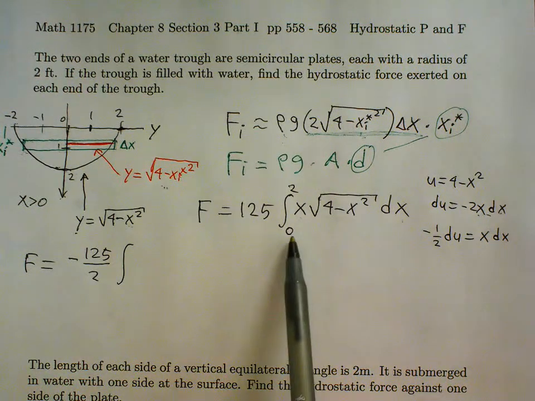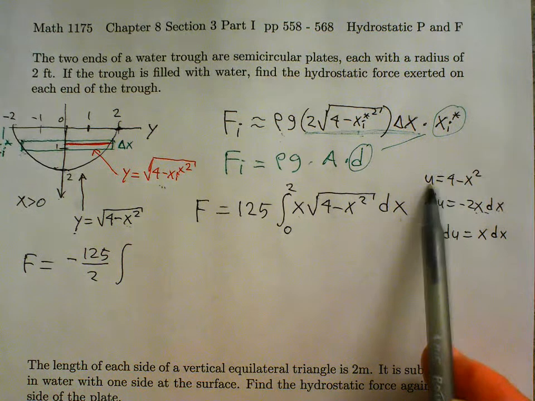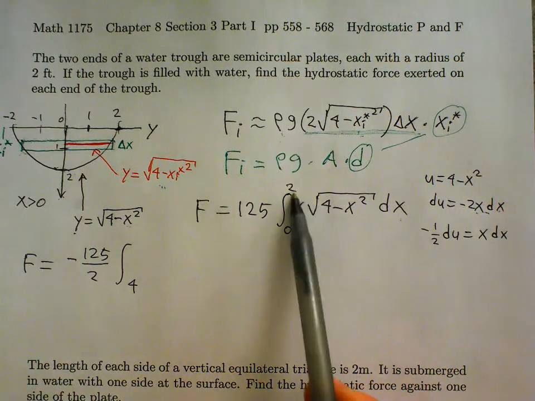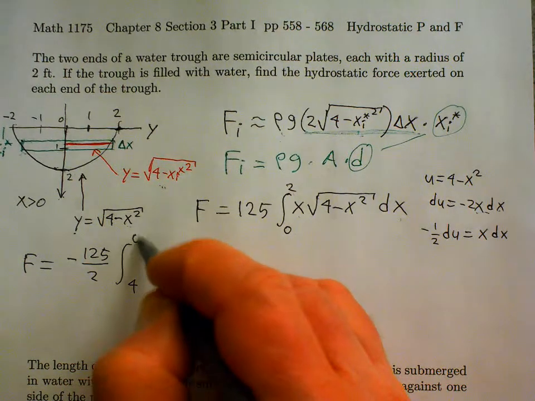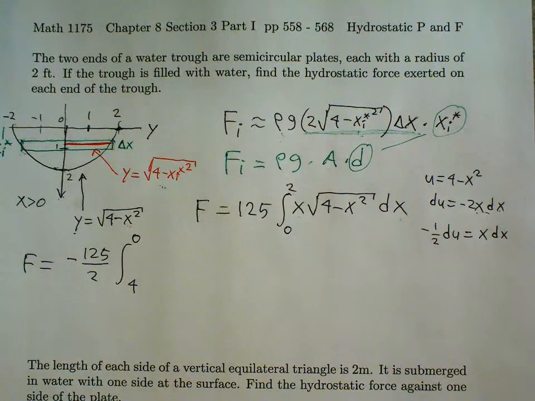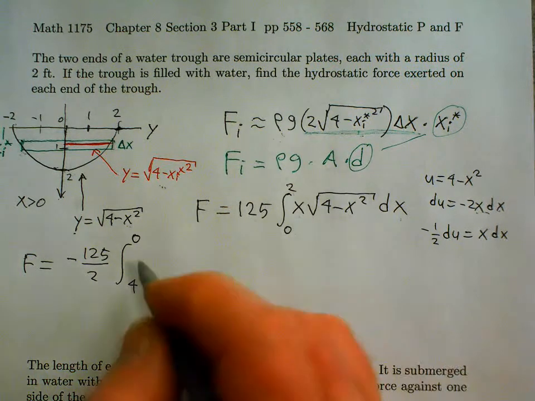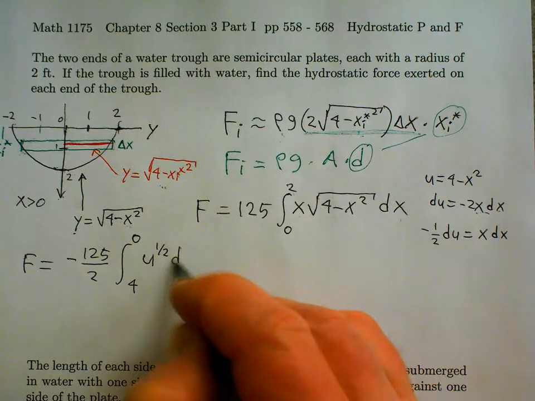And then we change the limits of integration. When x is 0, the u value is 4. And the upper limit, when x is 2, the u value is 0. And then, instead of writing the square root of u, I'll write u to the 1/2, and then du.